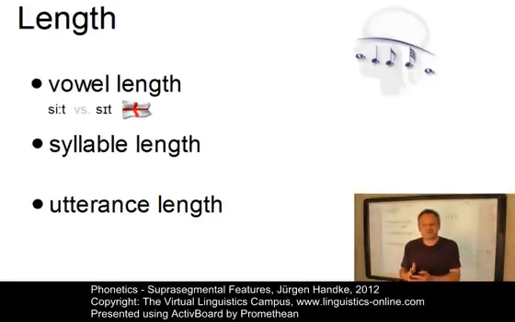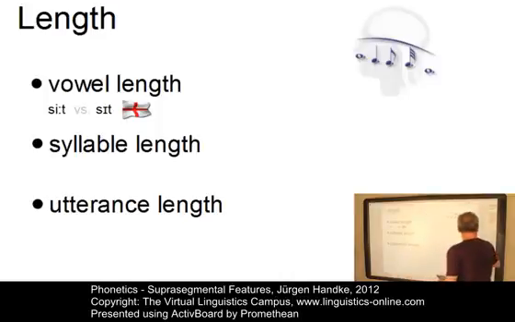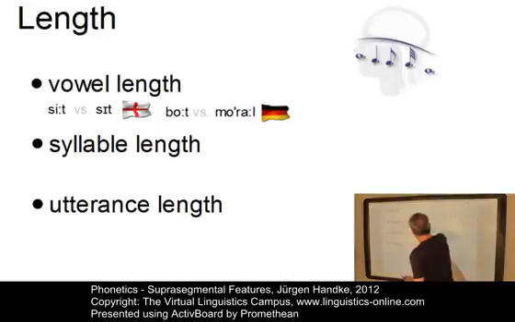However, the difference between seat and sit is not just one of length only, it is really a matter of a combination of length and quality, because the two vowels involved have different positions on the cardinal vowel chart. In German, the situation is really a difference between length, Boot, that is the boat, versus Moral, is only a matter of vowel length. The short O occurs in unstressed syllables and the long O in stressed ones.